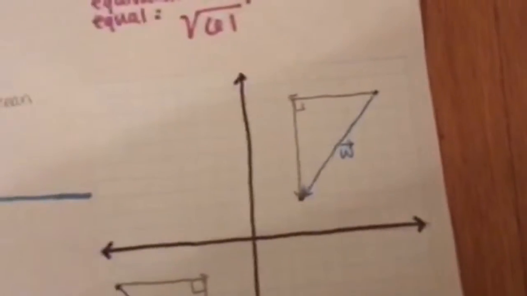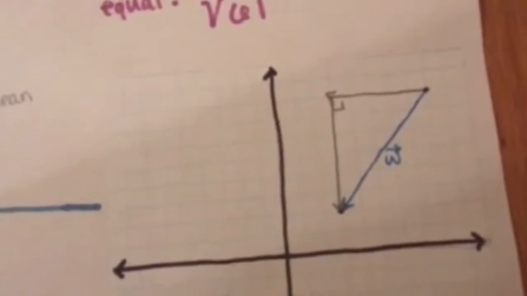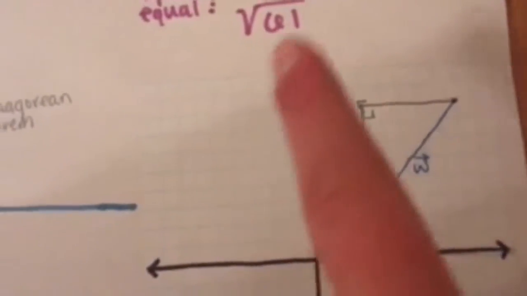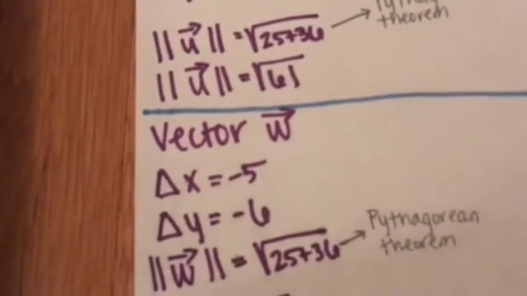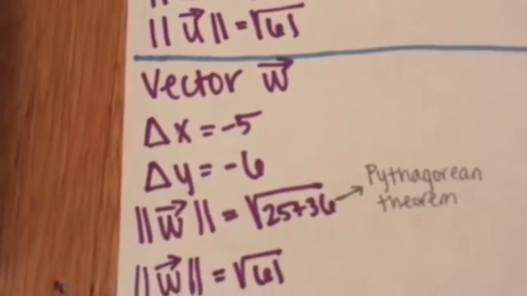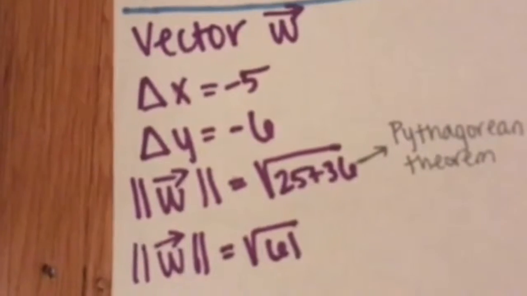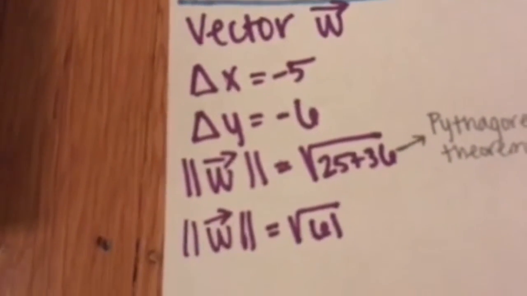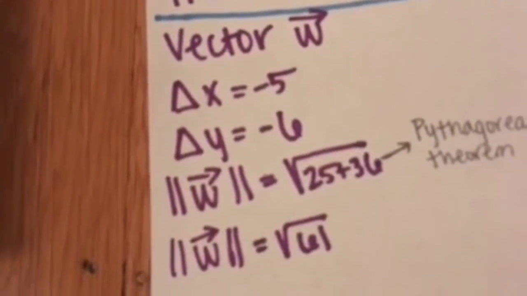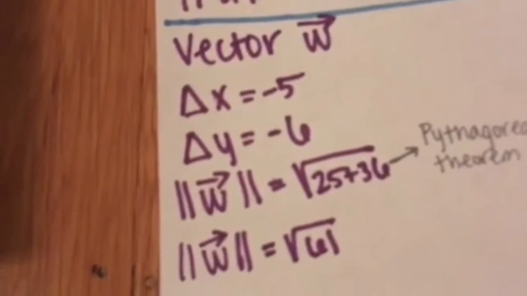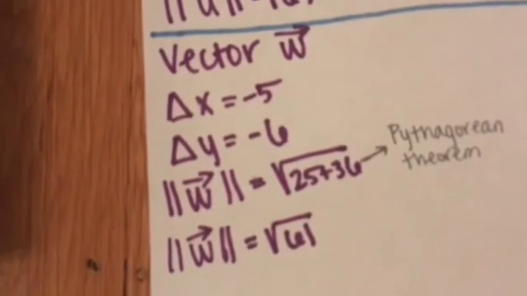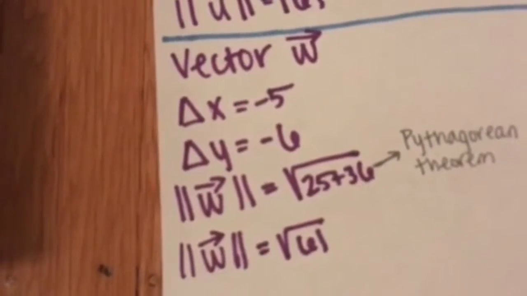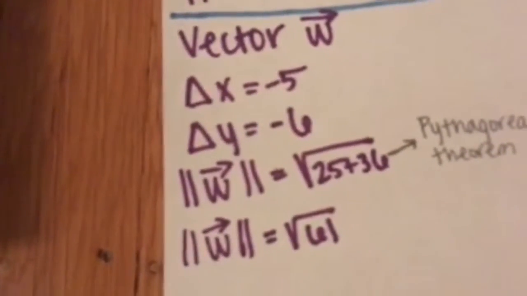Now when we look at vector W, you can see that it goes in 5 and down 6. So the change in x would be -5, and the change in y is -6. So you can say that vector W is equal to the square root of 25, which is -5 squared, plus 36, which is -6 squared. And again, since we're using the Pythagorean theorem, we're going to find the square root of the sum of both. So vector W is equal to the square root of 61.